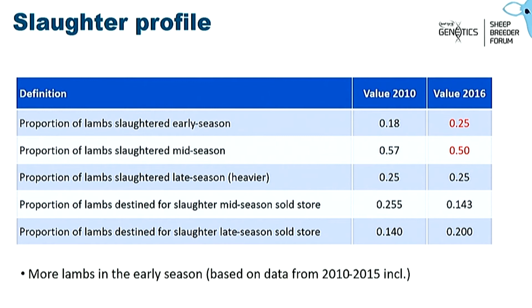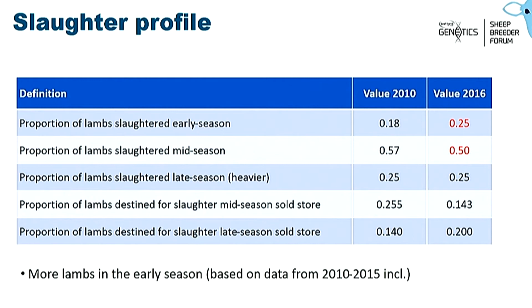So what we've found is that, compared with 2010, there are more lambs getting slaughtered early season, and that's at the expense of animals being slaughtered mid-season. The proportion being sold as stores has also dropped quite a bit, and it's moved away from mid-season stores and towards late-season stores.